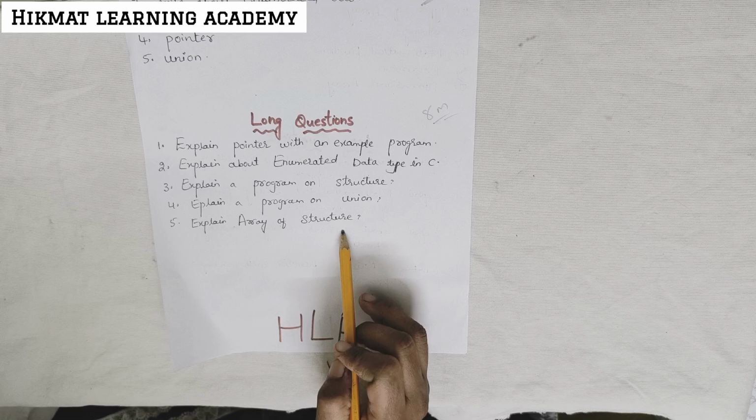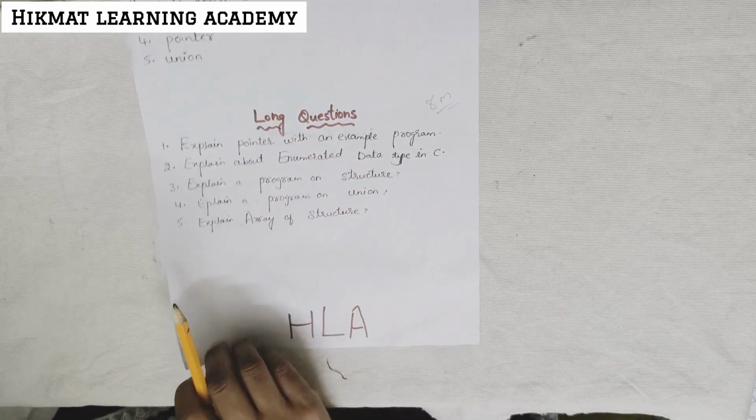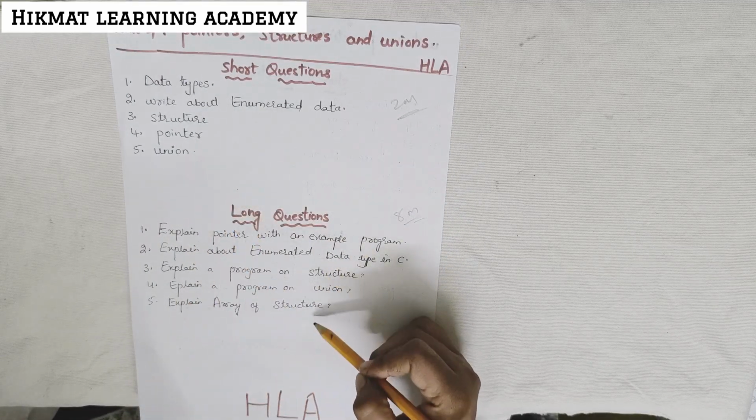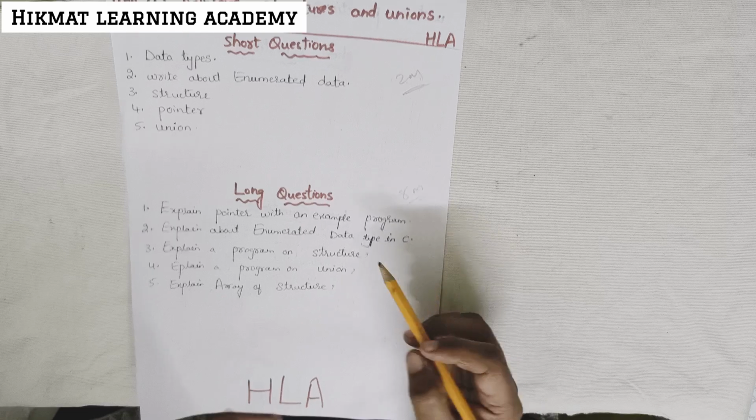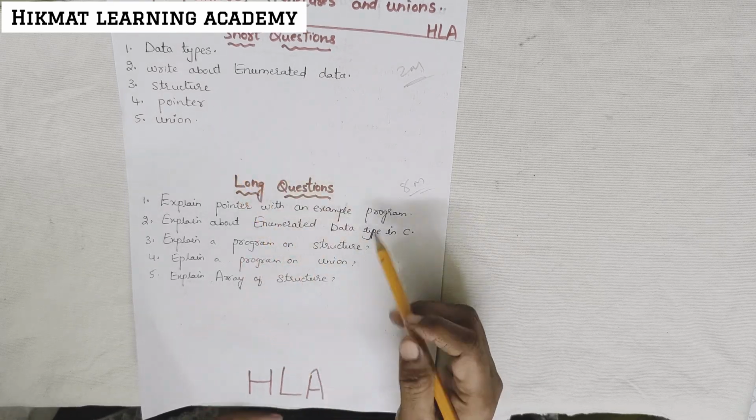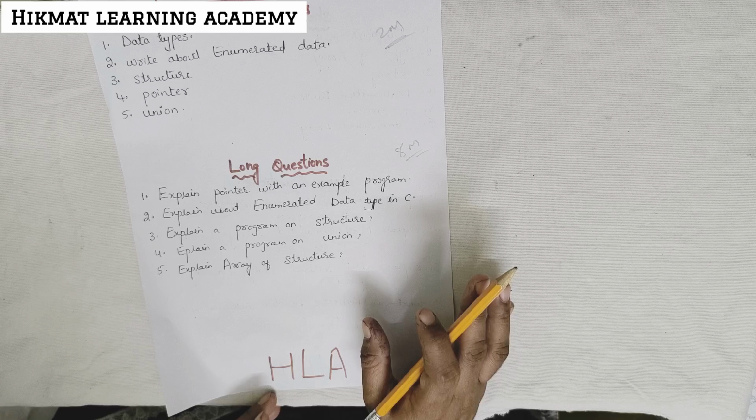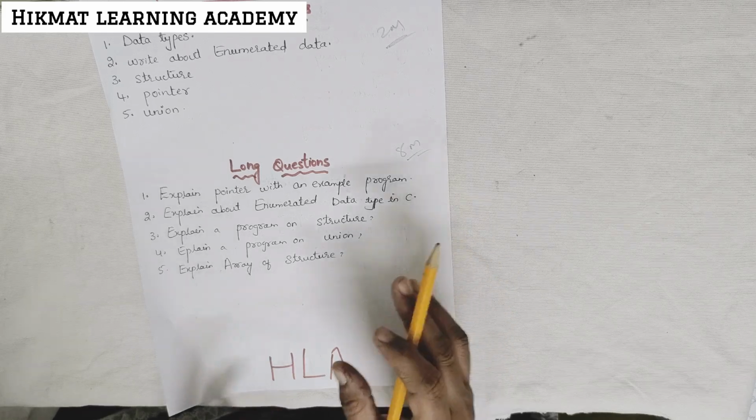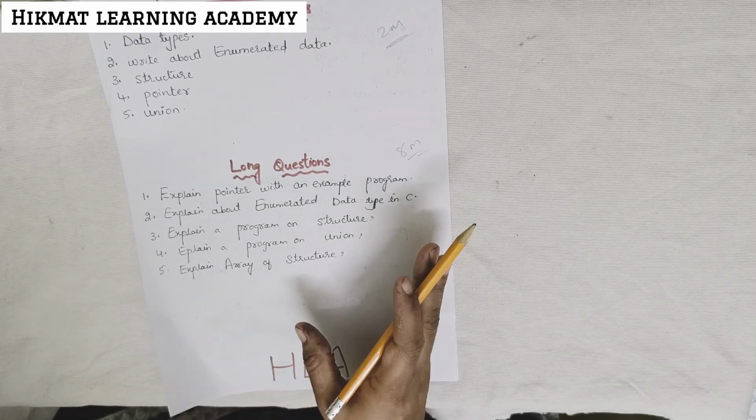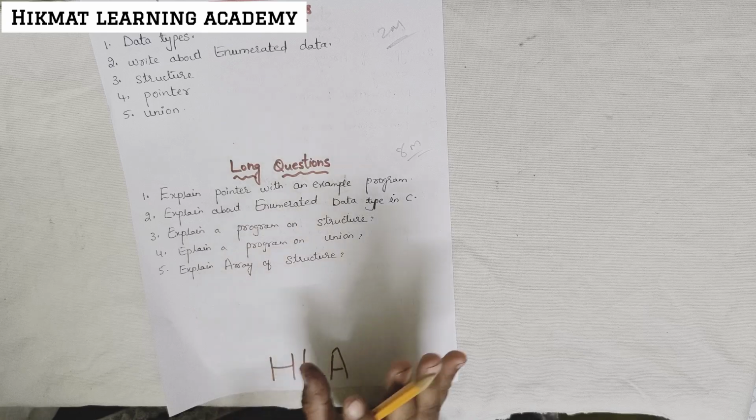Explain array of structure. So no need to read the short questions separately, here only you can cover it. If you read about the pointer, structure, the definition, whatever you are reading for the long question, that same you can write in 5-6 lines for the short also. So be thorough with the long questions only in unit 4. Easily you can attempt the short questions.